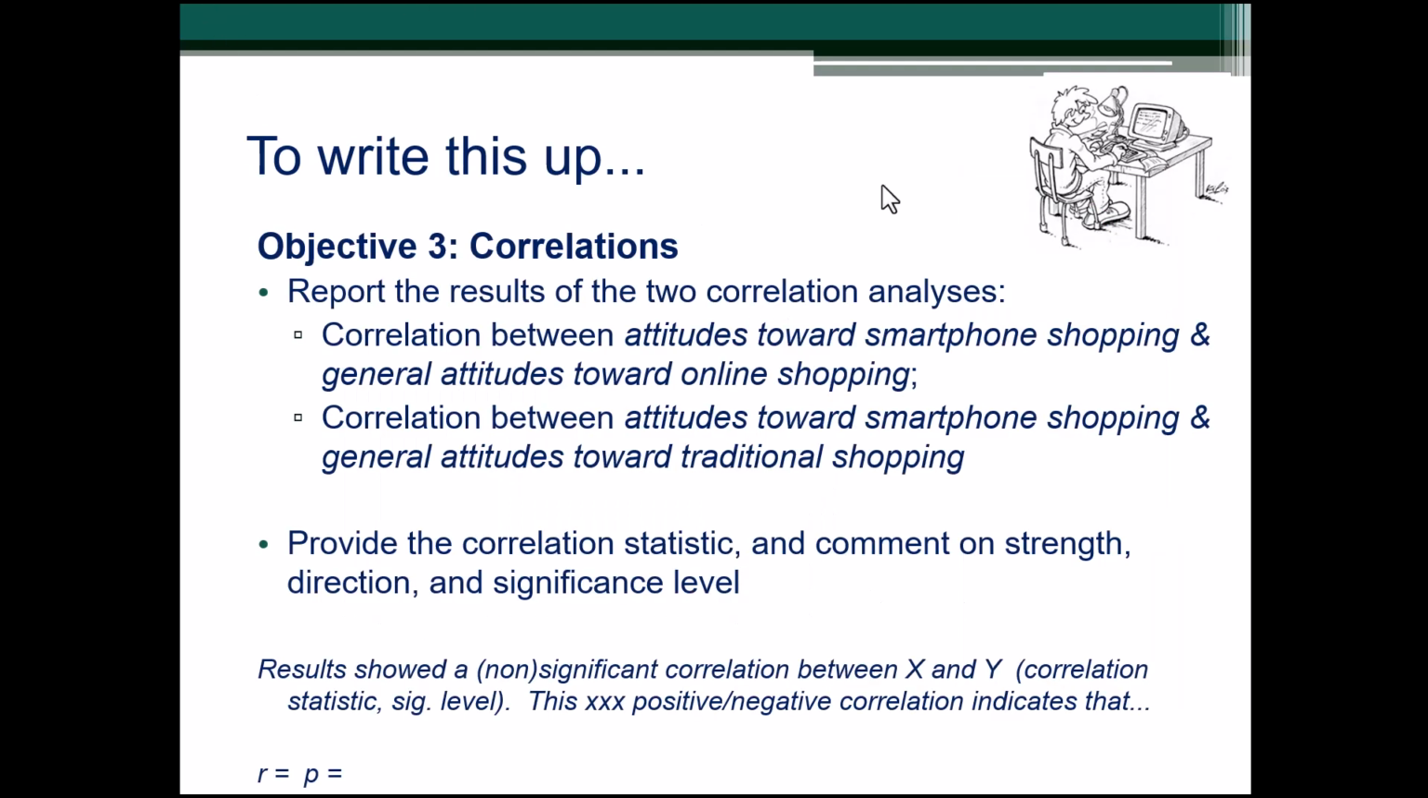In terms of writing that up, you're going to report on the results of the two correlation analyses. So the correlation between attitudes towards smartphone shopping and attitudes toward online shopping, and the correlation between attitudes toward smartphone shopping and general attitudes toward traditional shopping. So each of those two correlations, just as before, you're going to provide the correlation statistic. You're going to comment on the strength, the direction, and the significance of each of those relationships and what that actually means. So you can use that general template as we've been through with the previous objective, and also that technical notation that we've also been through.